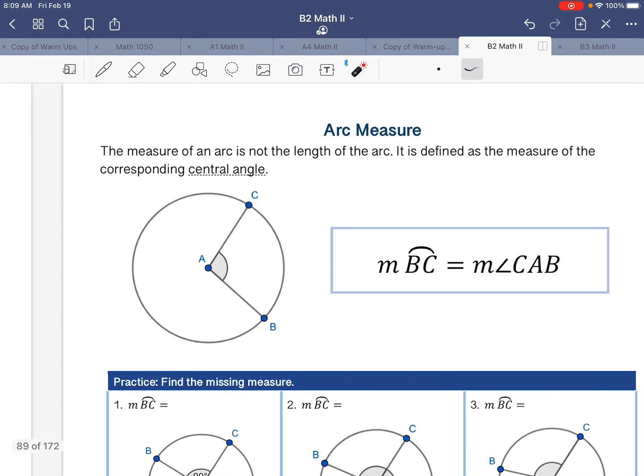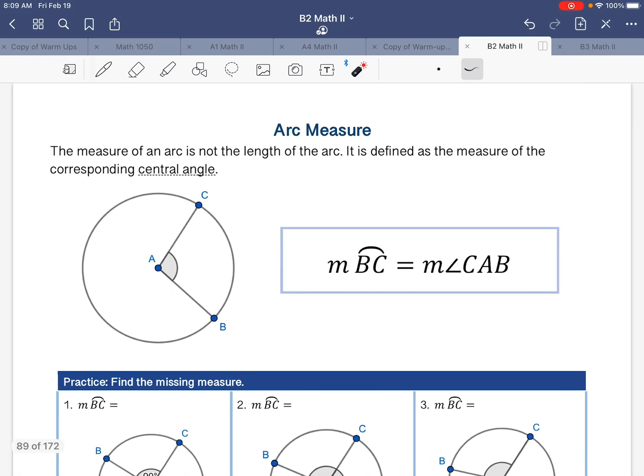So the next thing we're talking about here is arc measure. We talked about arcs for a second there, but arcs are just a part of a circle. And arc measure is a way that we measure arcs, I guess. But it's very important that you know that it's not the length. So when we say arc measure, we're not talking about how long the curve is. We're talking about how much of the circle it is.